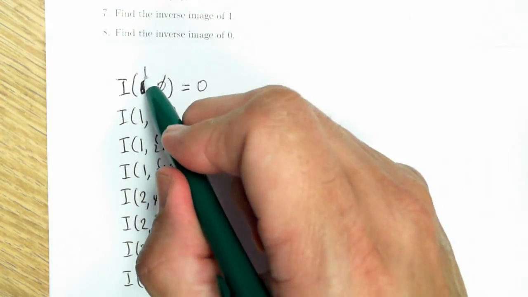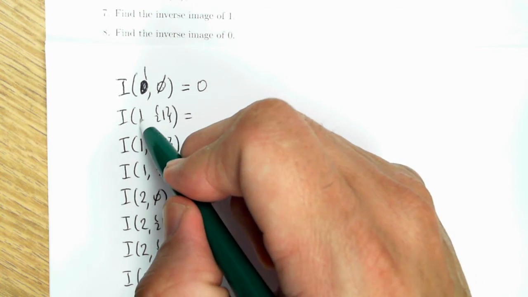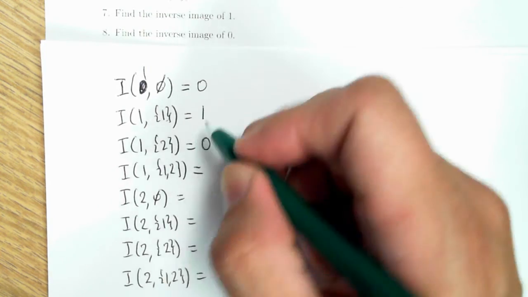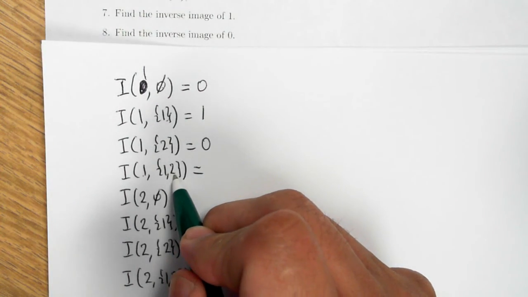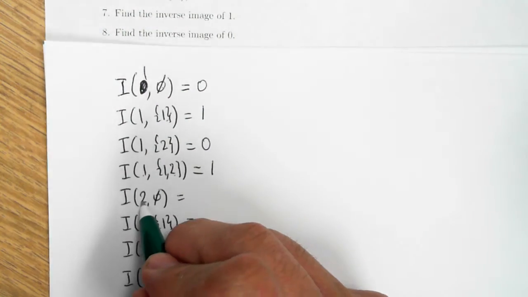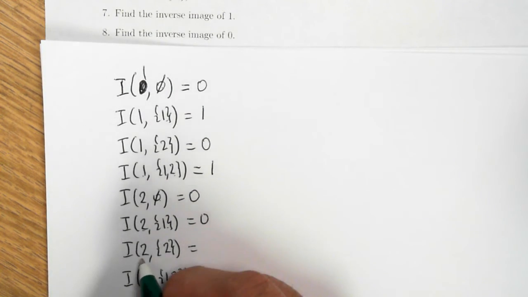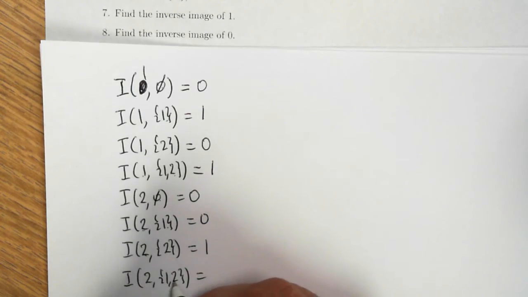That's 0. 1 is not an element of the empty set. 1 is an element of this set. 1 is not an element of that set. 1 is an element of this set. 2 is not an element. 2 is not an element. 2 is an element. 2 is an element.